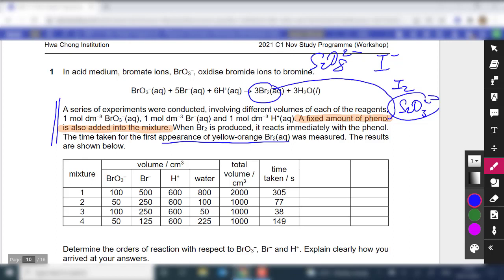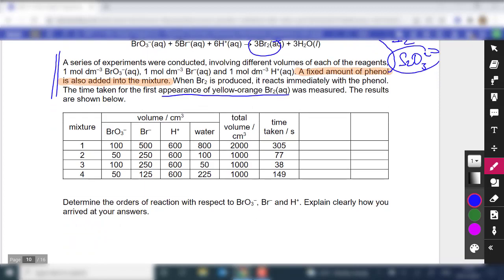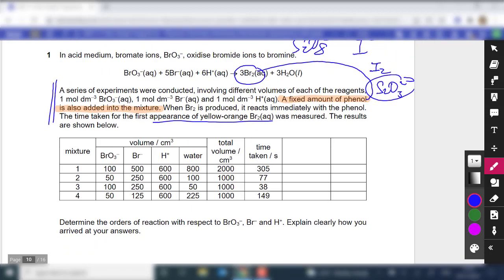It is used to react away the bromine that is being formed, so that you know within that time frame what is the fixed amount of bromine being produced. Once you know the fixed amount of bromine being produced, then you will be able to measure the average rate of production of bromine over that period of time. So that makes a bit of sense. I hope this explanation will help you get a sense of what exactly is going on in this whole business of the clock reaction.